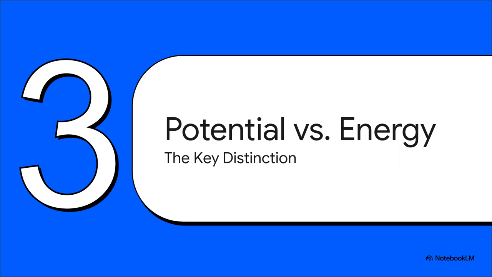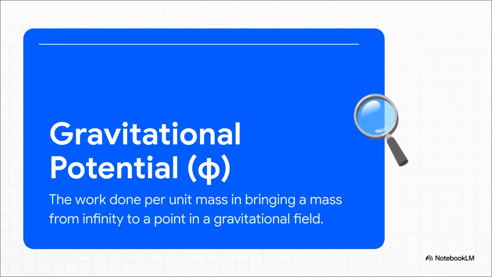Now this leads us to a really important point. Physicists use two terms that sound almost the same, gravitational potential and gravitational potential energy. They're not the same thing, and knowing the difference is crucial. First, you've got gravitational potential. You'll see it written with the Greek letter phi. The best way to think of this is that it's a property of the gravitational field itself. It's like an energy map of space. It tells you the potential at any given point whether there's actually an object there or not. It's the work needed per kilogram to get to that spot from infinity.